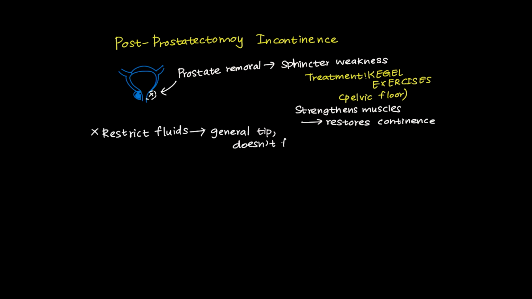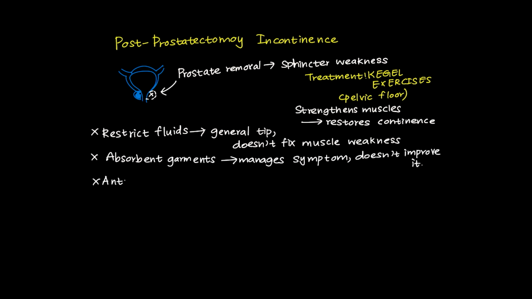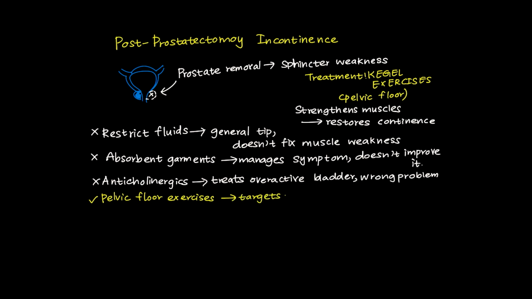Absorbent undergarments manage the symptom. They catch the leakage but do nothing to improve continence. And anticholinergic medications treat overactive bladder, which is a different problem. Post-prostatectomy incontinence comes from sphincter weakness, not bladder spasms. The treatment is rehabilitative exercise, not medication.